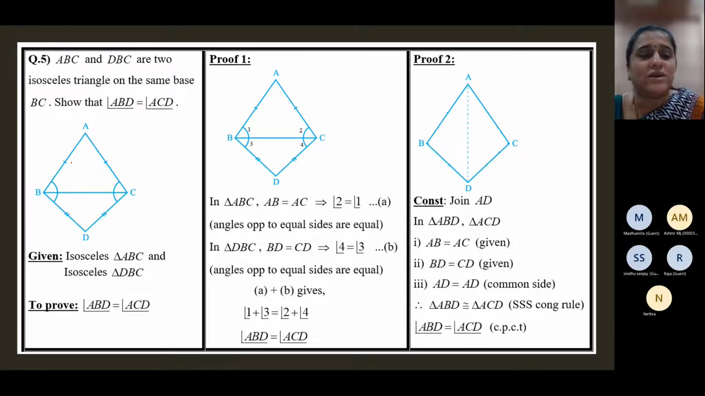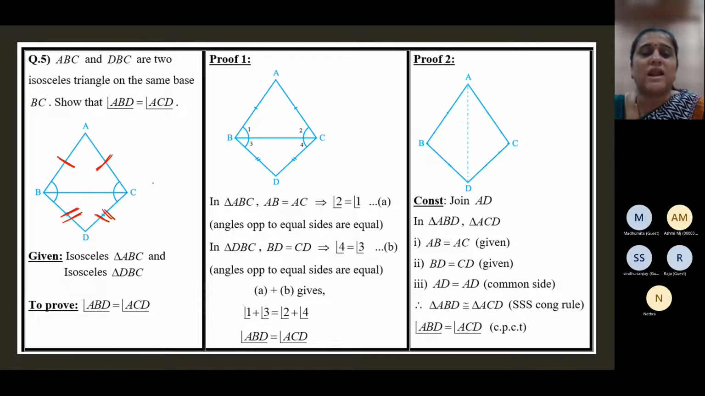So above BC, there is one triangle ABC, which is isosceles with AB equal to AC. Below BC, there is another triangle, which is also isosceles with BD equal to DC. Now, such a figure is a kite. A kite is a quadrilateral in which both the pairs of adjacent sides are equal. So when this side is equal to this side and this side is equal to this side, it's a kite. If you look at the whole figure as a quadrilateral ABDC, then it is a kite.